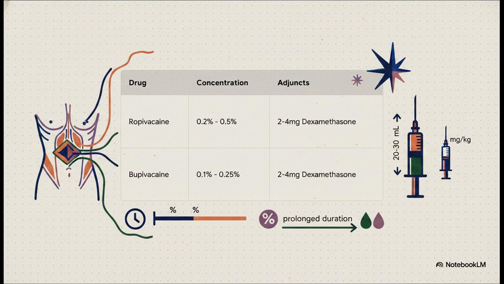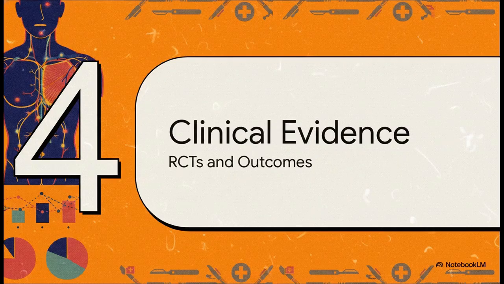As for adjuncts, adding 2 to 4 milligrams of preservative-free dexamethasone per side is highly recommended. Current robust meta-analyses show that perineural dexamethasone significantly prolongs the duration of the peripheral block and noticeably potentiates the overall quality of analgesia.